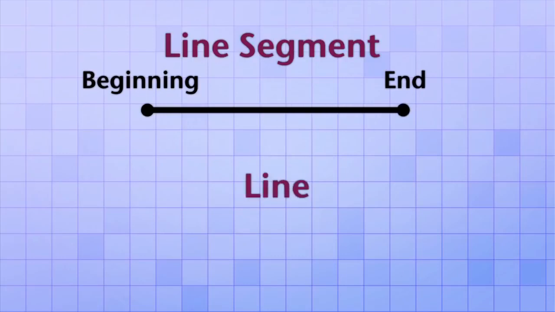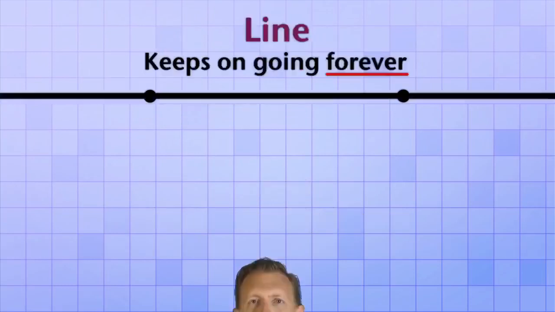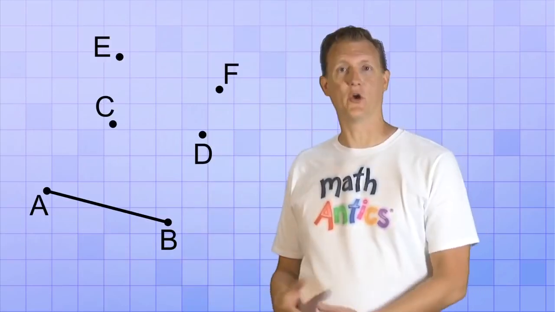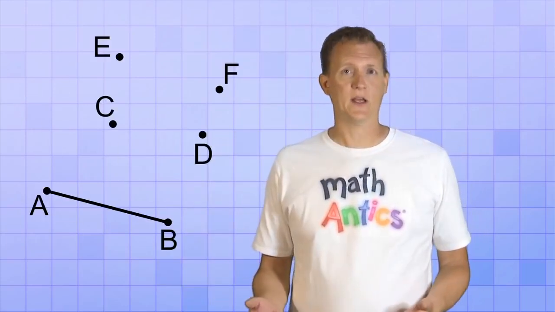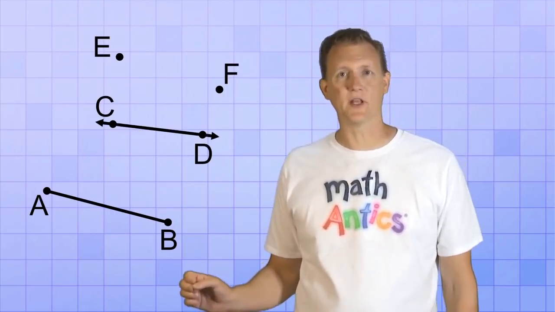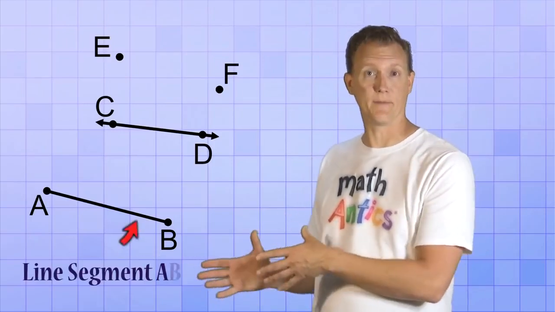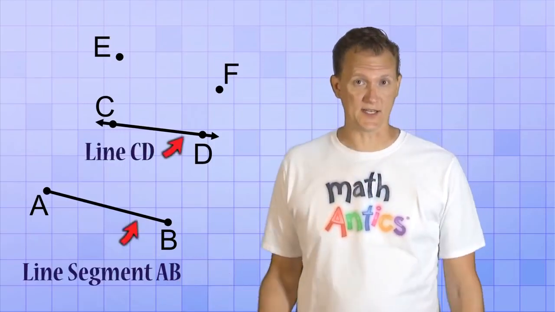A line, on the other hand, just keeps on going in either direction forever, just like the number line keeps on going forever. Well, at least we imagine that it goes on forever. We can't actually draw a line that goes on forever, so here's what we do instead. To draw a line instead of a line segment, you just go past the endpoints a little bit, and you put an arrow on both ends of the line to show that it keeps on going. So this is line segment AB, and this is line CD.